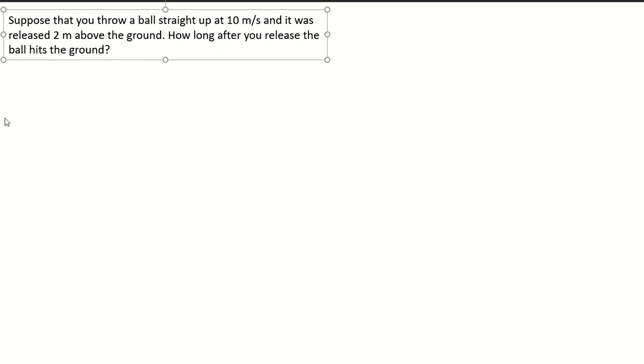Okay, so next question. Suppose that you throw a ball straight up at 10 meters per second and it was released 2 meters above the ground. How long after you release the ball does it hit the ground? Now, you have to remember, the question is, how long? So that means the total duration of time.